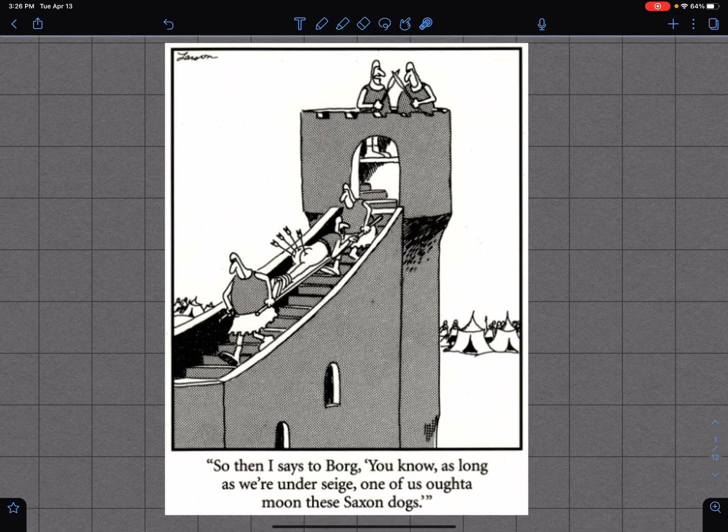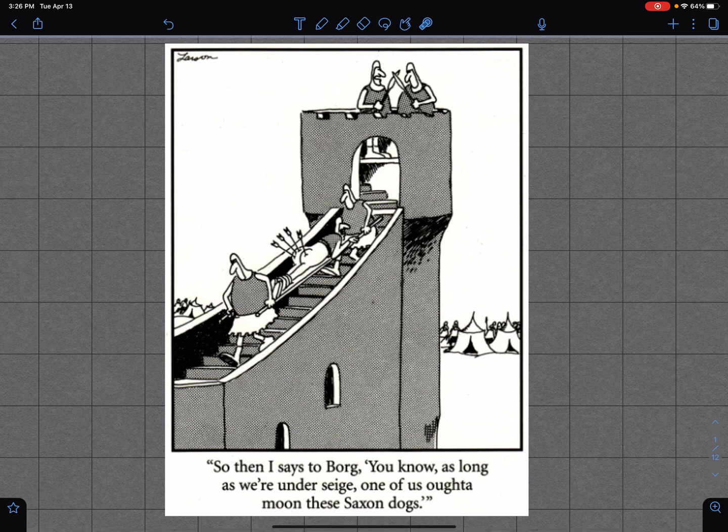I love these Far Side comics because they always tell a story, right? You can either tell what just barely happened or what's going to happen in the future. It looks like these guys are the ones up there talking. This guy's looking down this way and this guy's saying, "So then I says to Borg, you know, as long as we're under siege, one of us ought to moon these Saxon dogs." So he convinced this guy to moon the attackers. Probably not a good idea if they're armed with bow and arrows, right?